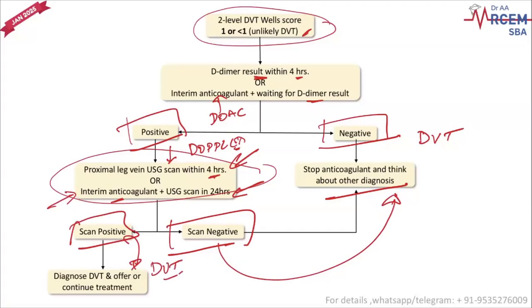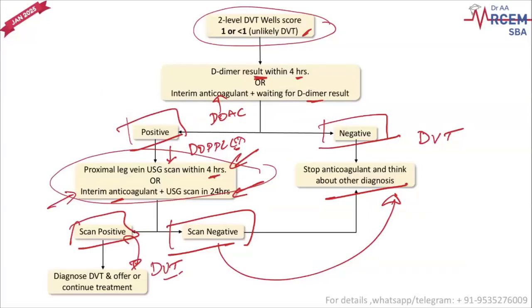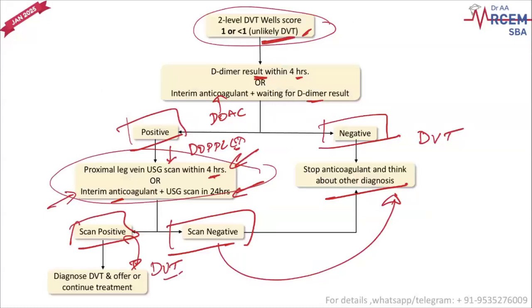Okay, it's simple. If you break it down into 2 different algorithms, where one is likely and another one is unlikely, it is easier. What you need to remember here is that in the likely case, the scan will not rule out a DVT. In the unlikely case, a scan will rule out a DVT. That's the main differentiating factor I have told. It is important to remember how to approach.